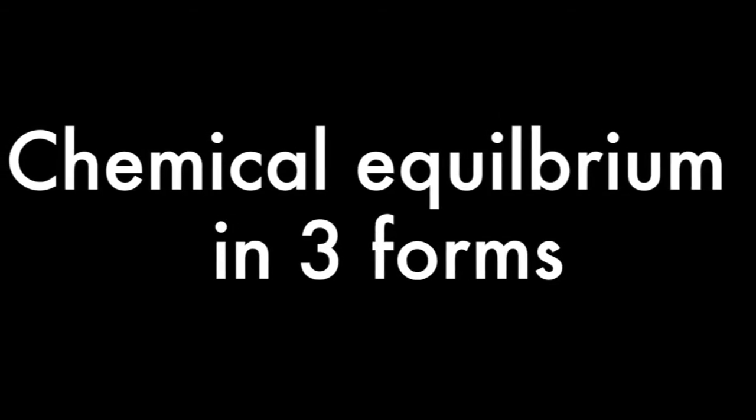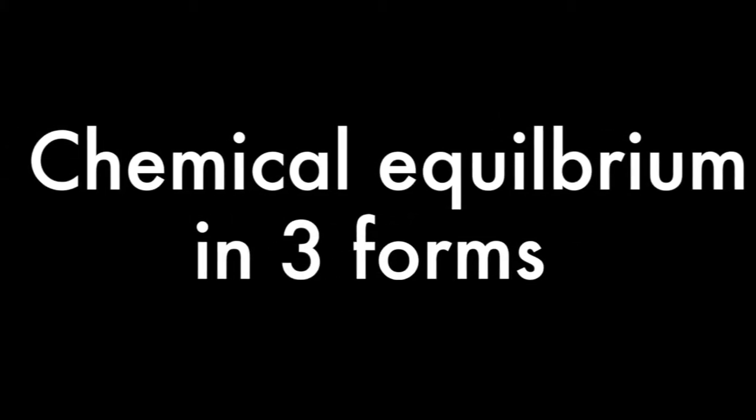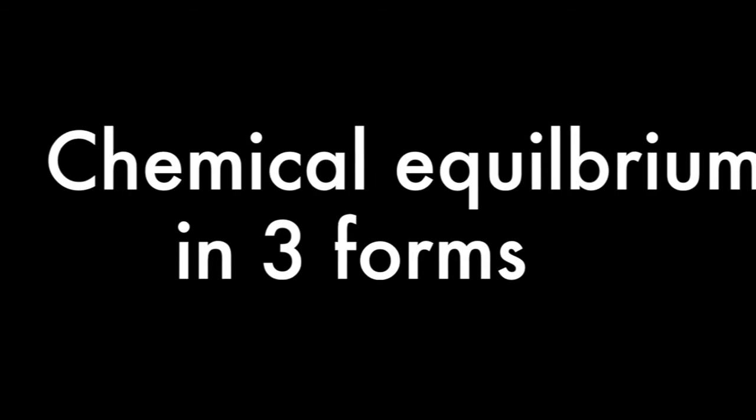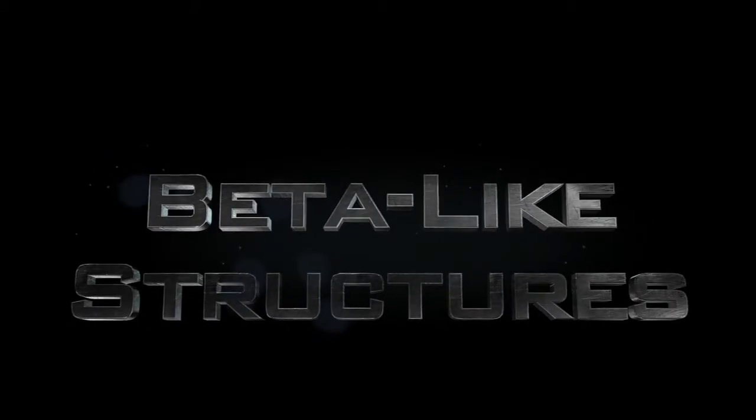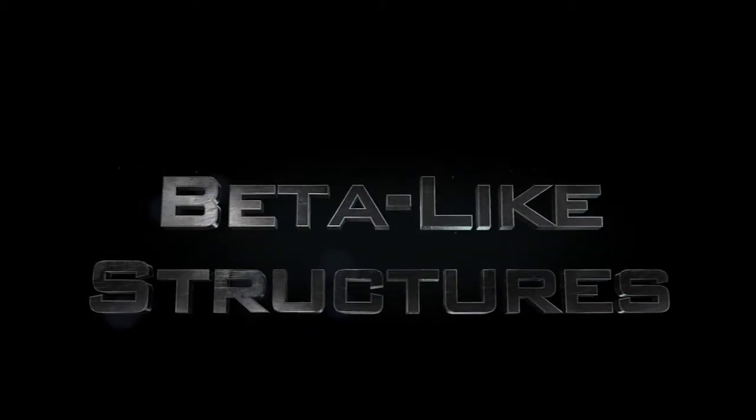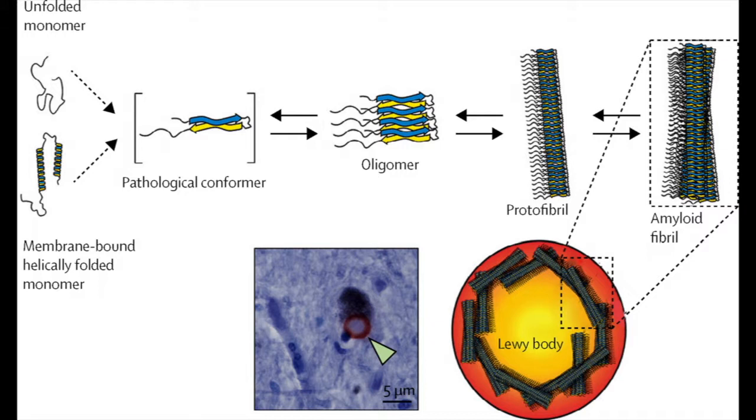Interestingly, alpha-synuclein seems to exist in chemical equilibrium between three distinct structures: beta-like structures, mechanically weak folds, and random coils. Of the three conformations, beta-like structures are directly related to alpha-synuclein aggregation, suggesting that a critical concentration of alpha-synuclein in beta-like structures is needed to trigger oligomer, fibril, and Lewy body formation.